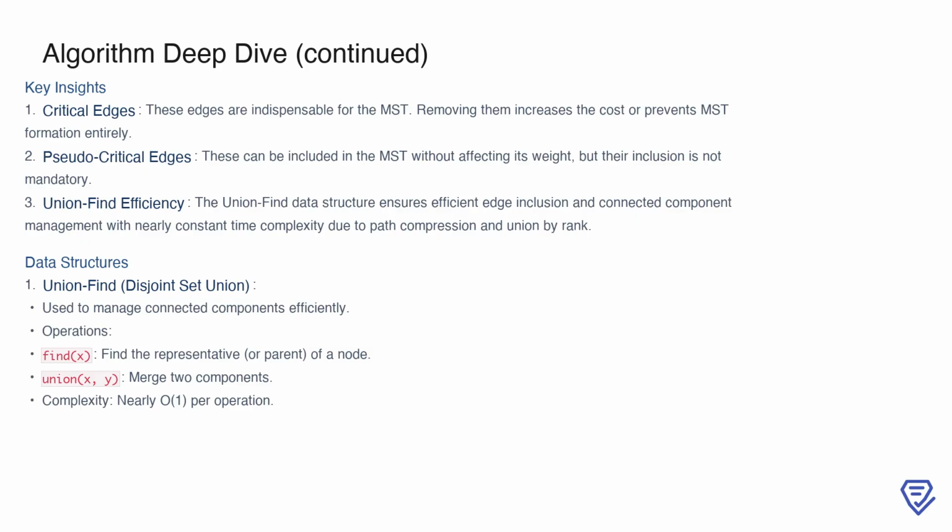Efficient management of connected components is key to solving this problem, and the union-find data structure plays a central role here. Union-find allows us to quickly determine whether two nodes belong to the same component and efficiently merge components when needed. The find operation identifies the representative of a node, while the union operation merges two components. By using optimizations like path compression and union by rank, these operations run in nearly constant time, making the algorithm highly efficient.